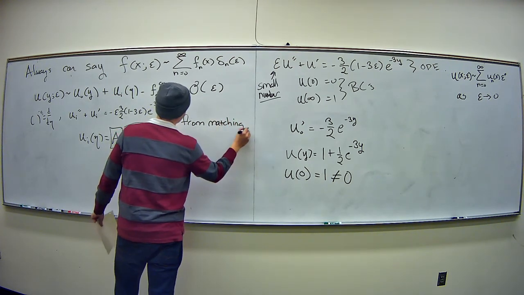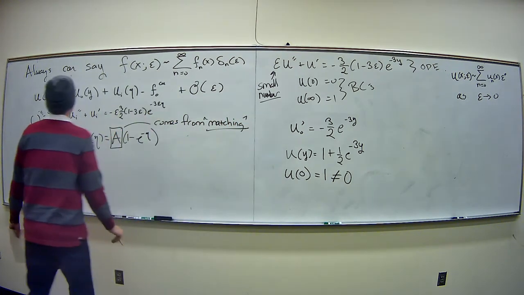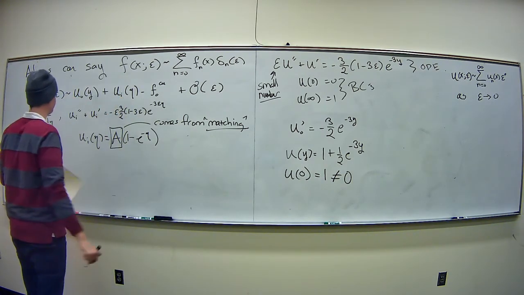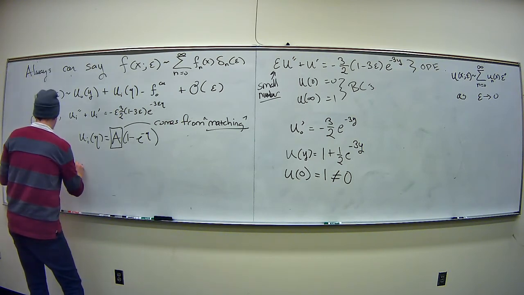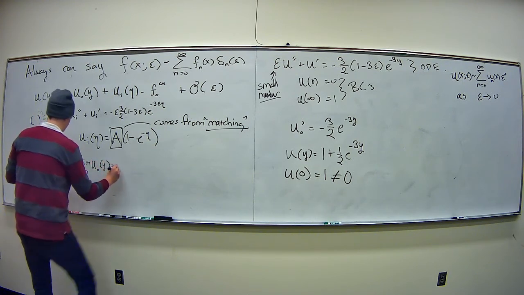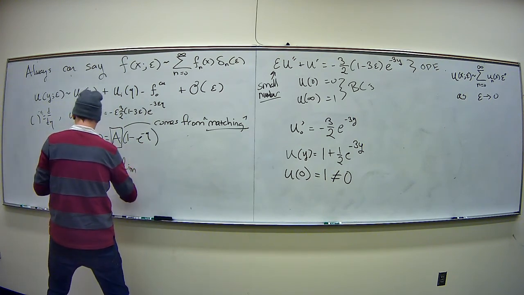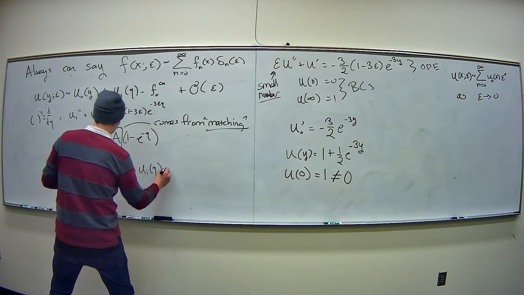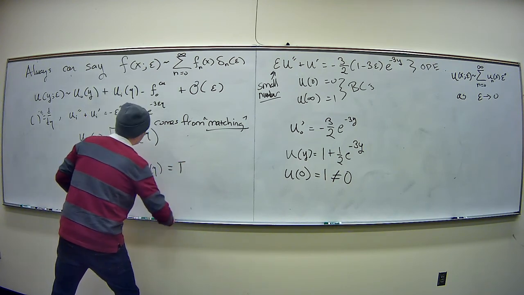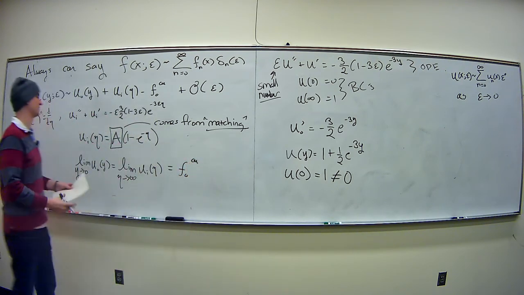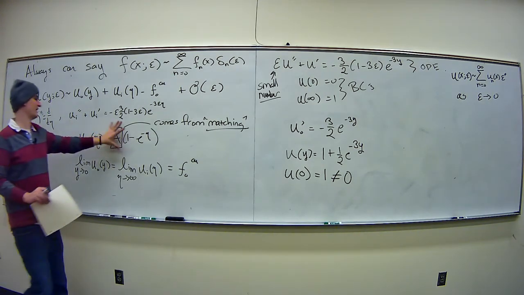This is coming from matching. Matching is nothing more than just saying these two limits, as they go to the same thing, should be equal. Okay, so a matching principle, and what is it equal to? It must be equal to the common part. Sometimes it's called this.